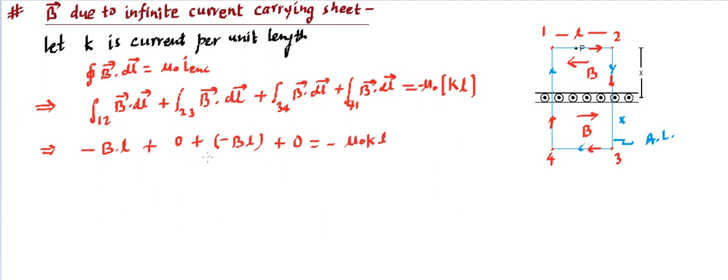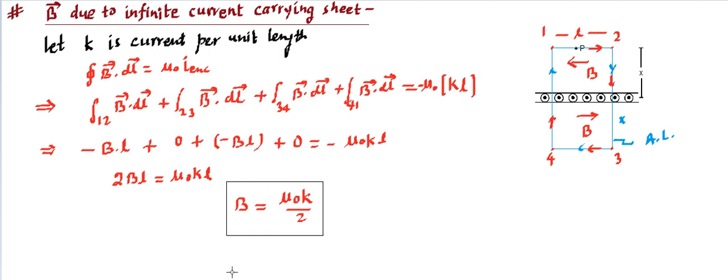So you can see this minus and minus getting cancelled out. Ultimately you are getting 2BL equal to mu naught KL. This L is not important because that's the length of the loop that we have considered, so it should be independent of L. So L is getting cancelled out, and we can say B is going to be mu naught K by 2. That's an important result, and it's worth remembering. B, the magnetic field, is mu naught K upon 2, where mu naught is a constant, K is current per unit length, and 2 is a constant.